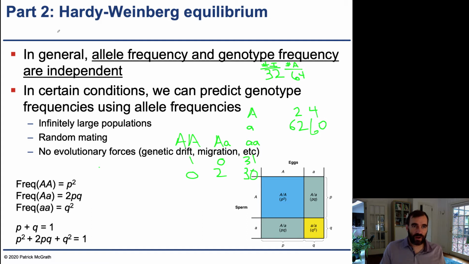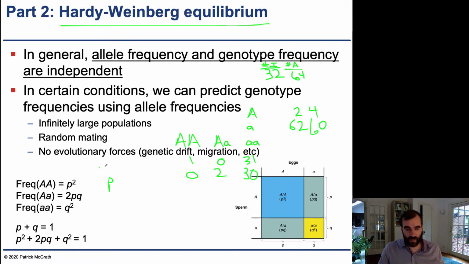So Hardy-Weinberg equilibrium is a special solution where the allele frequency determines the genotype frequency. If I tell you that a population is in Hardy-Weinberg equilibrium, then all I have to give you is the p value, and then you should be able to figure out everything else.